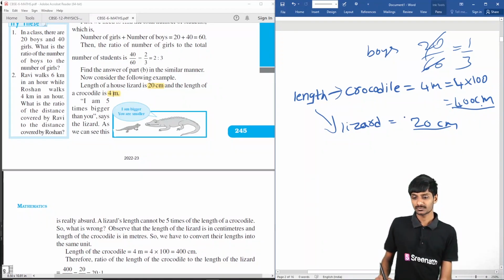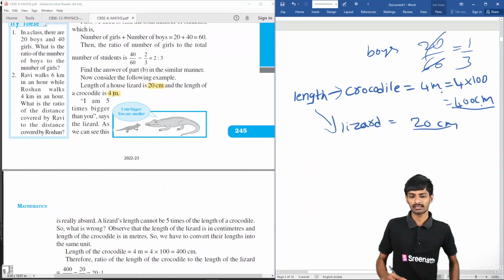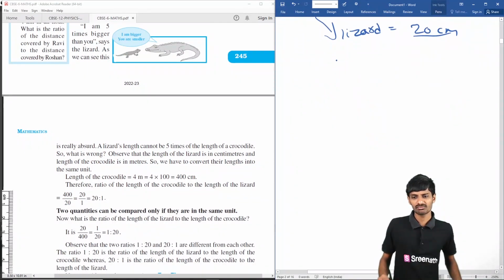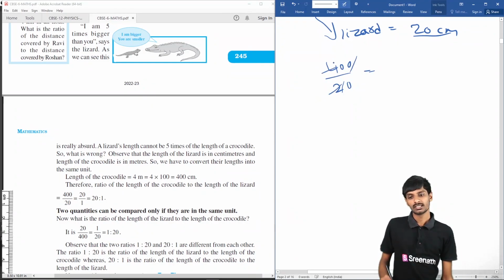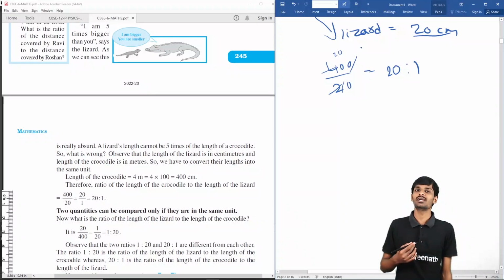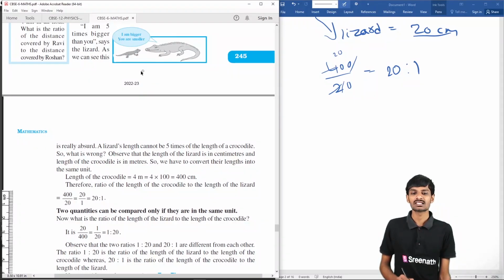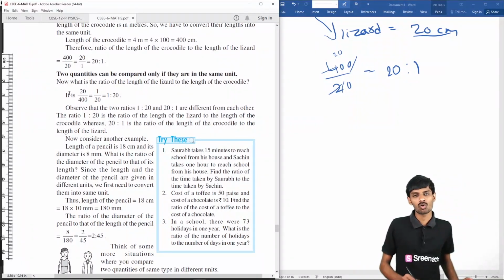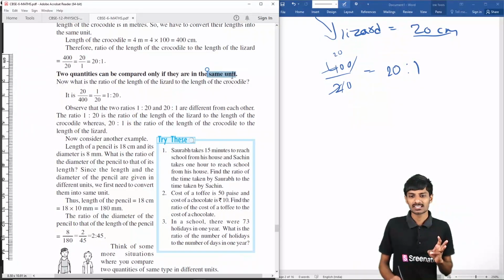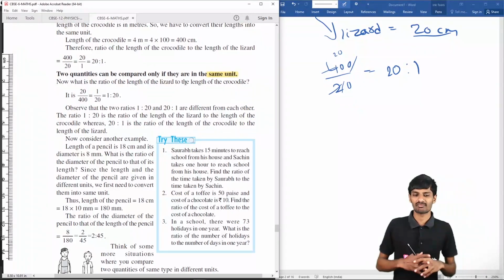So we can see that lizard is very small compared to the crocodile. And what is the ratio? Length of the crocodile is 400 centimeters and lizard is 20 centimeters. If you see, it is how much? Ratio is 20:1, which means 20 times bigger. So crocodile is 20 times bigger than the lizard. So if you want to compare the lengths, you need 20 lizards so that they will match up the crocodile, friends. So the main thing is two quantities can be compared only if they are in the same unit. Same unit is the most required thing.